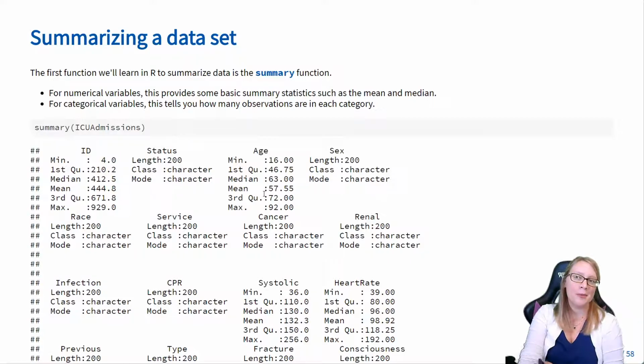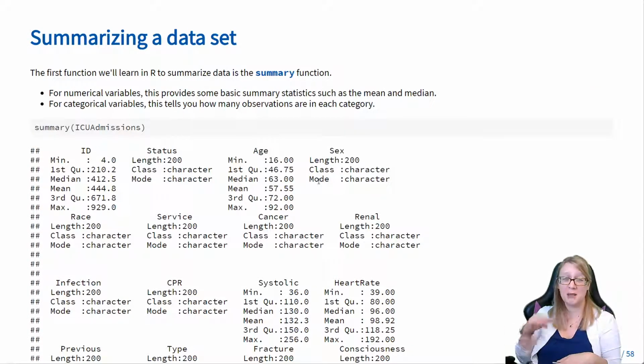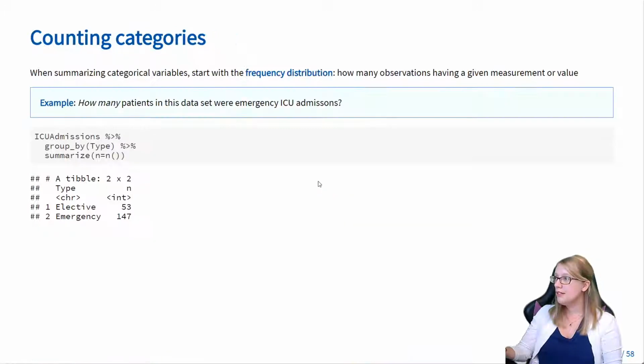For categorical variables, we don't get much information. We get the length of the variable. That's just how many observations there are. So if we want to summarize categorical variables, this summary function isn't going to help us out very much. Moreover, the output of this summary function is quite frankly gross. We can do a little better. So let's say we'd like to know how many patients in this data set were emergency ICU admissions. Well, the type is elective versus emergency, so whether or not they came in with a planned elective procedure or an emergency procedure.